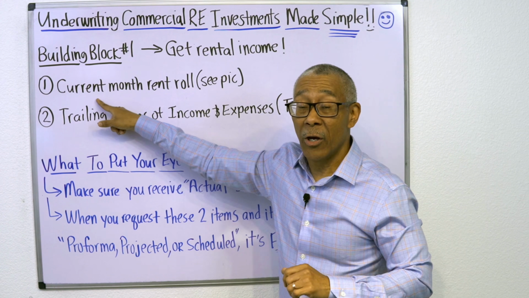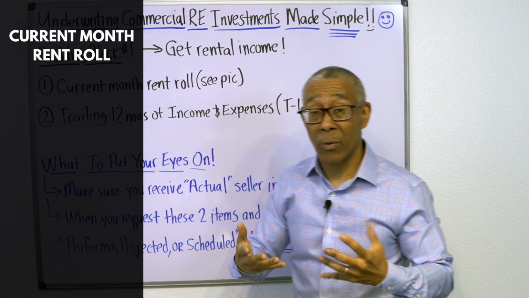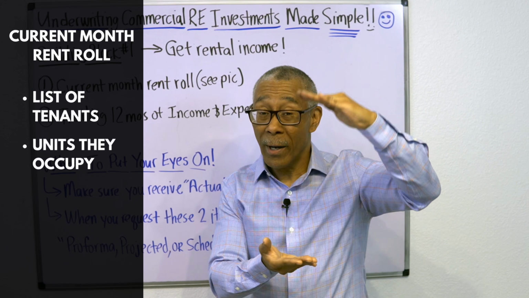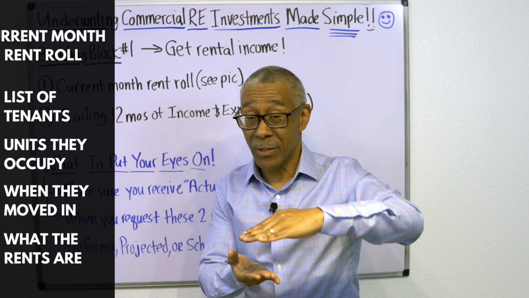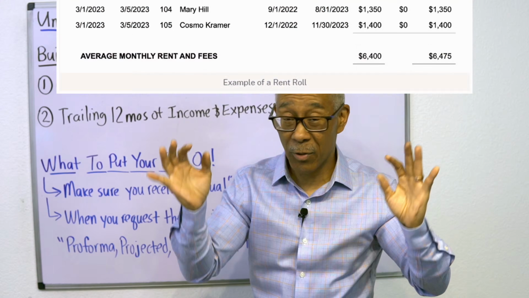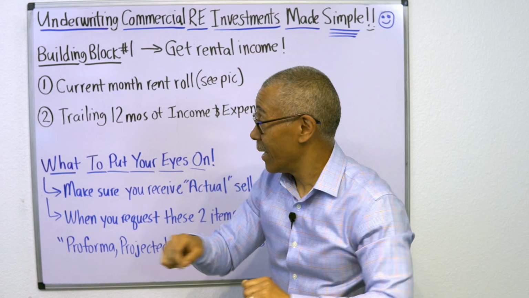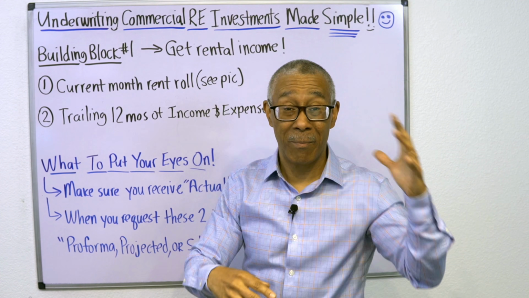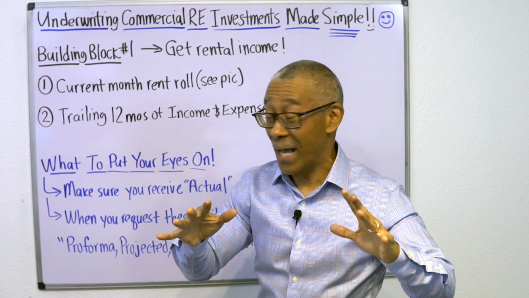Number 1, you need to get what we call a current month rent roll. A rent roll is a register or a list of who the tenants are, what units they occupy, when they moved in, and what the rents are. A picture of a typical rent roll will appear on the screen so you can see exactly what it looks like, because that's what you need to get. The key here is current month. Make sure it's not from 3 months ago or last year. That doesn't count. Do not use that. It's not valid to use.